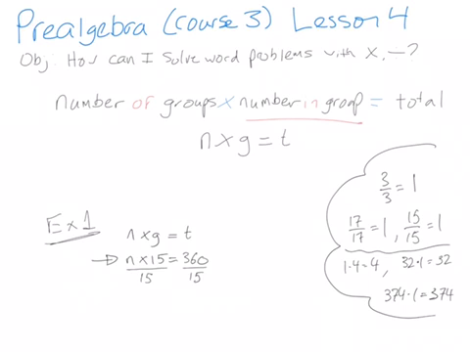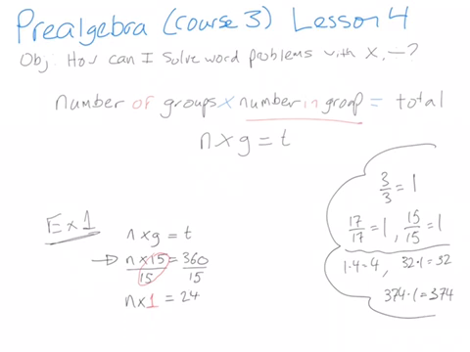The first one here is that notice we have a 15 divided by 15 right here. Well, we know from right over here, 15 divided by 15 is just simply 1. So I'm going to change this. So this 15 divided by 15 becomes n times 1. And that's going to equal 360 divided by 15, which comes out to be 24.